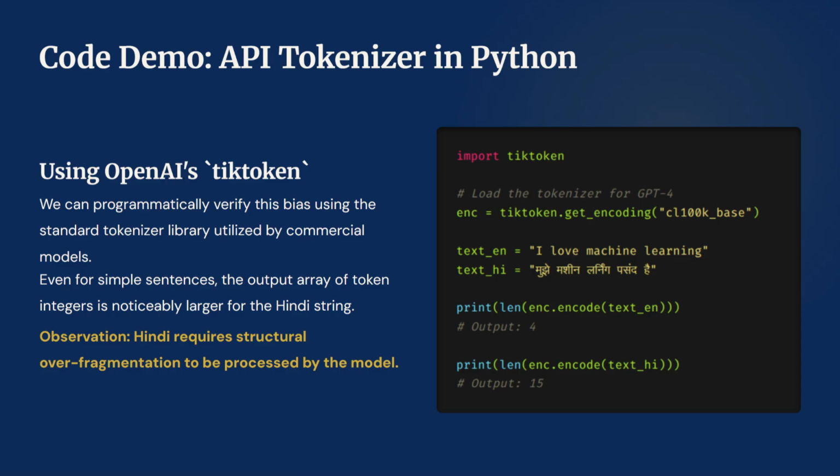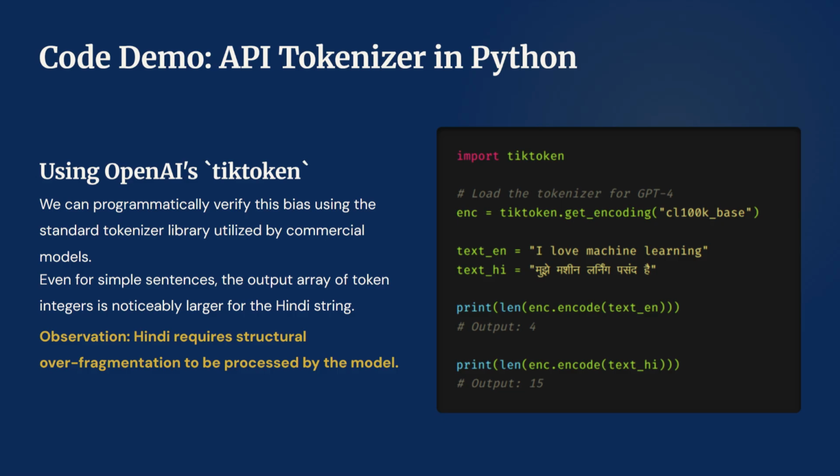We can verify this bias programmatically using OpenAI's tiktoken library, which is the actual tokenizer used in commercial GPT models. The code loads the CL100 base encoding used by GPT-4, then encodes two semantically equivalent sentences, one in English and one in Hindi. The result is striking. The English sentence, I love machine learning, encodes to just 4 tokens. The Hindi equivalent, मुझे machine learning पसंद है, encodes to 15 tokens. That's nearly 4 times more. This isn't an estimate. This is actual token count from the production tokenizer that commercial APIs use to bill users.